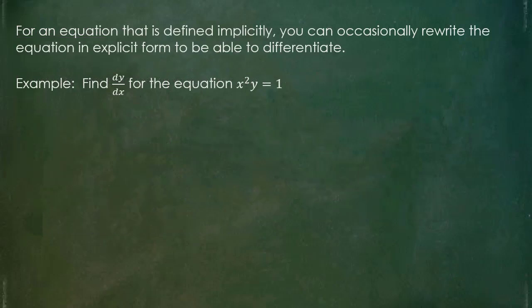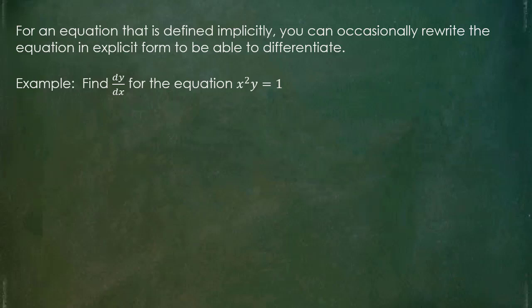So on occasion, you can actually deal with these implicit equations or functions by actually turning it into an explicit form, and then that allows you to then differentiate as you guys are comfortable with. So one example of this is as seen here, where I just need to find dy over dx, so the derivative of y with respect to x, for this equation, x squared times y equaling 1.